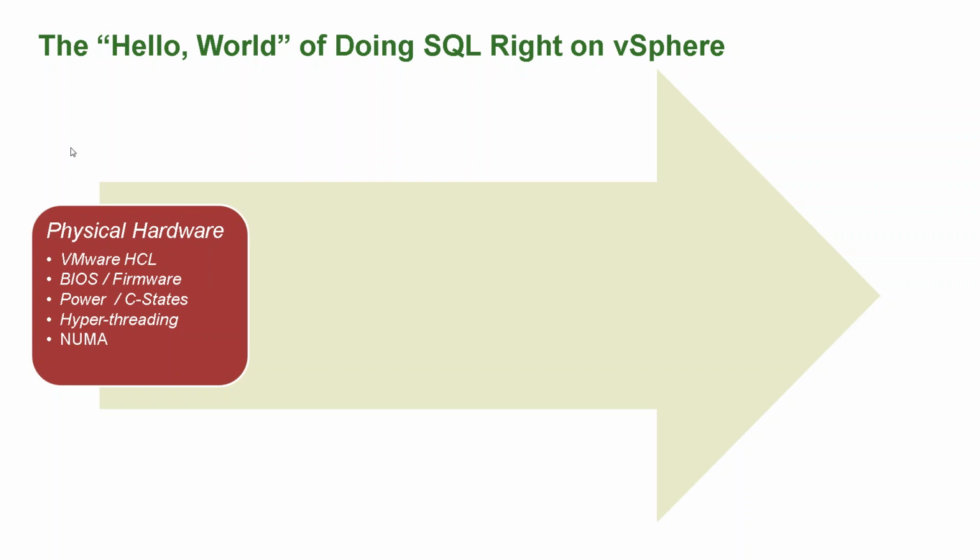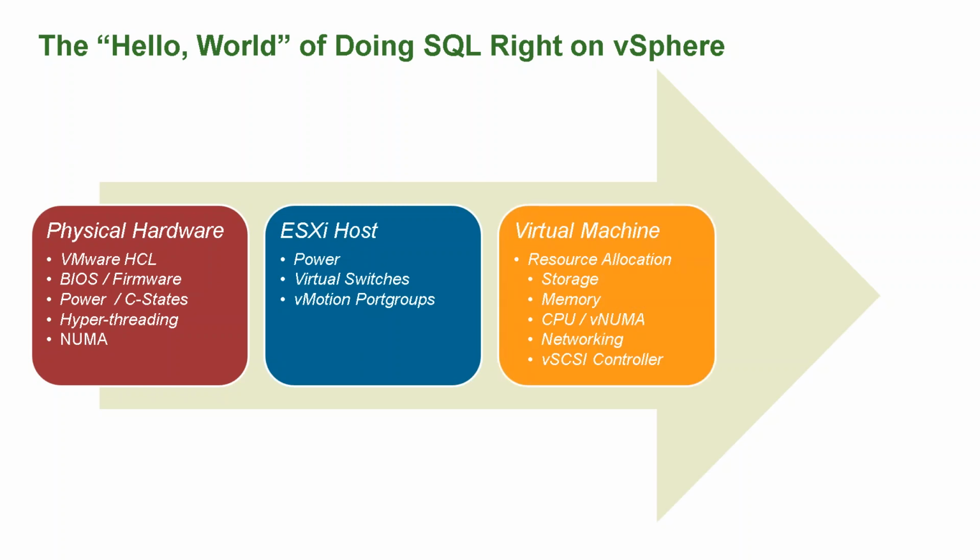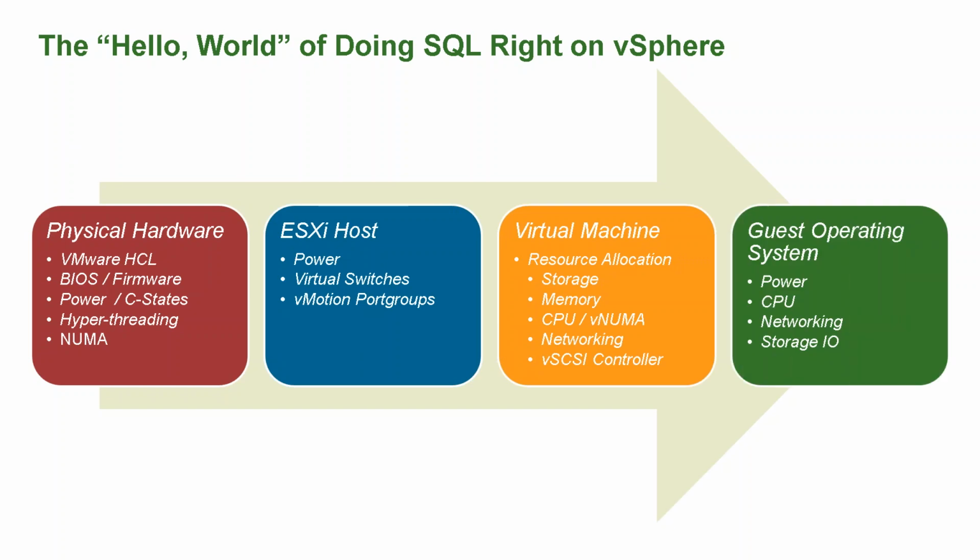And then next in line is the ESX host. Once you install the ESX hypervisor on top of the hardware, there are also places that you have to pay particular attention to ensure success. The virtual machine itself also needs your attention. And lastly, the guest operating system.